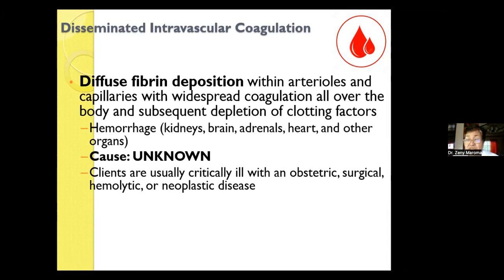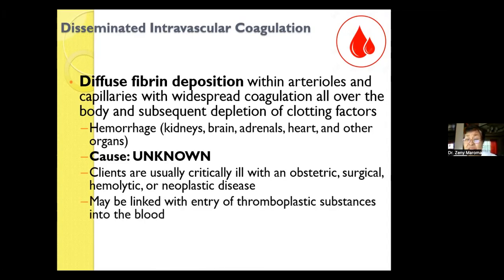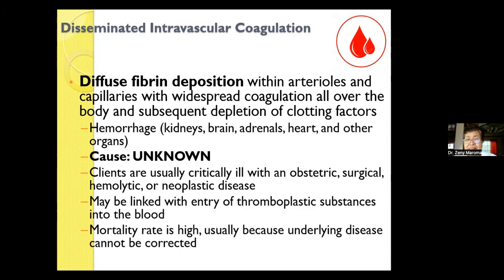Okay, surgery. So, yung mga ka-opera lang. Hemolytic disease or cancer. May chronic infection, like chronic pancreatitis. Okay? Neoplastic disease. May be linked with antithromboplastic substances in the blood. Mortality rate is high, usually because the underlying disease cannot be corrected. Kasi pagka may blood clot, di ba bibigyan natin ng thrombolytic, anticoagulant. Kaya lang, may hemorrhage naman. Paano mo ibibigay yun? Anong ibibigay natin? So supportive management pa lang ang ibibigay natin.